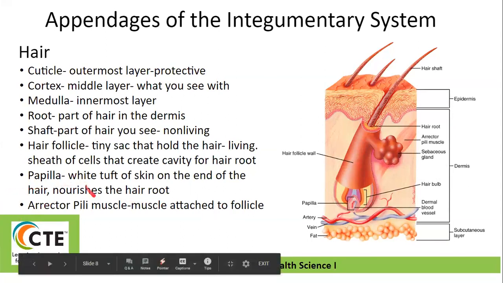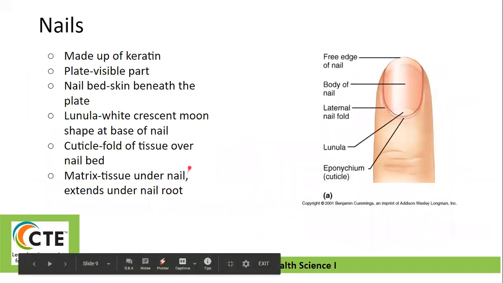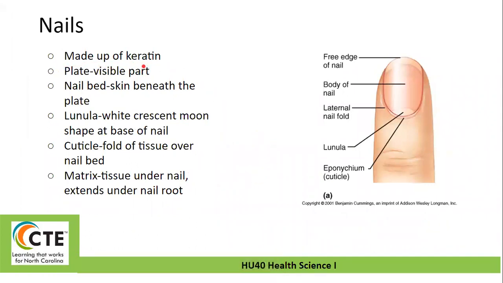All right, let's see. The erector pili muscle, this is the muscle right here. It attaches to this hair follicle. When we get cold, that erector pili muscle contracts, and what do we get? Goosebumps, correct. All right, the nail. Nail is made up of keratin. What did we say keratin was? It's a protein, and it's a waterproof covering. Very good.